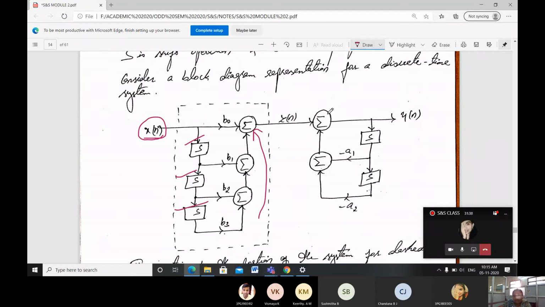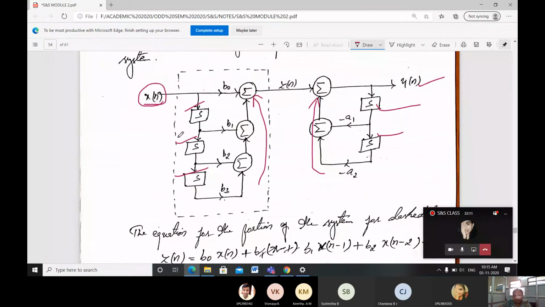This z of n is again given to one more summation. In this case, the output is going to be shifted, or delayed, 2 times. Here, for the first delay, the coefficient minus a1 is taken, and with the second delay it is taken as minus a2. And again all these delayed terms with their coefficients, or scaling factors, are added, and then you will be getting your output, that is y of n.